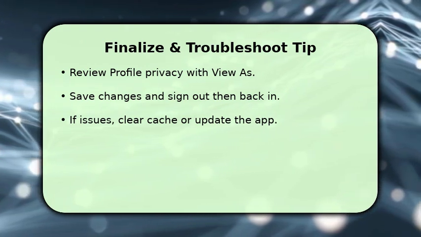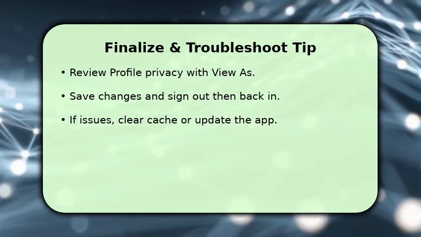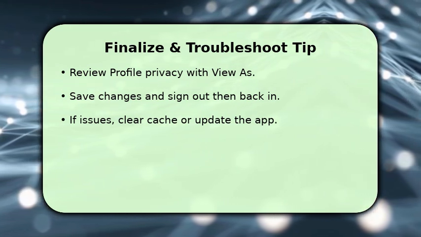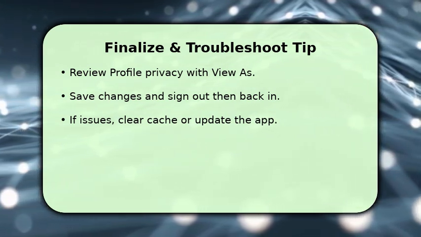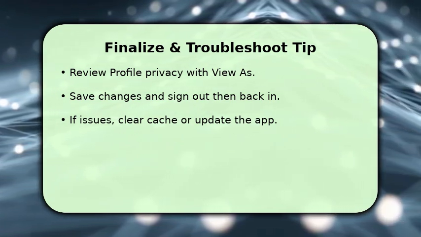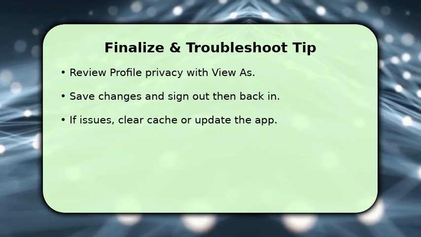For mobile, update the Facebook app to the latest version to avoid setting sync bugs. If settings still misbehave, clear browser cache or app cache, then retry. If problems persist, temporarily disable extensions or try a different device to isolate the cause.